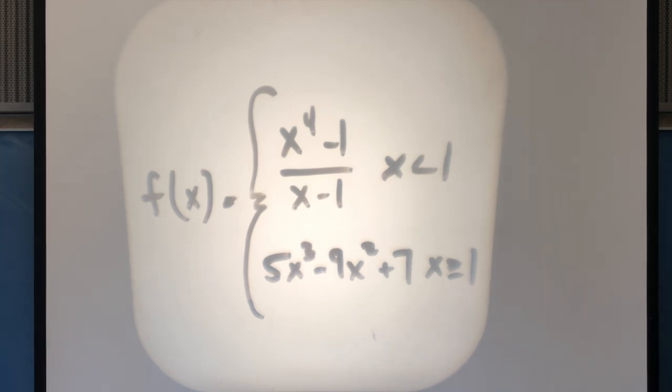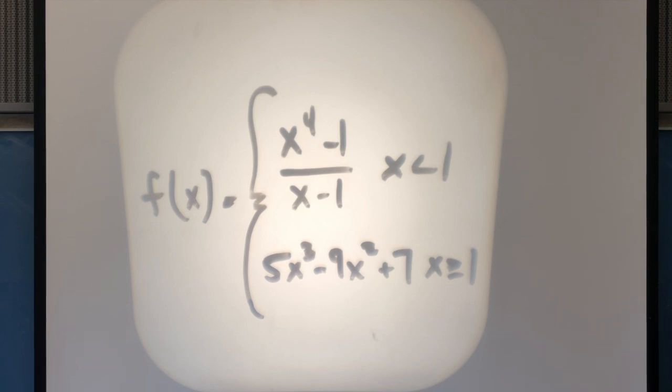Okay, so for number 4, the question states that suppose you have a function f given by f of x is equal to x to the 4th minus 1 over x minus 1, with x being less than 1, and 5x cubed minus 9x squared plus 7, with x being greater than or equal to 1. Is f continuous at x equals 1? If so, why? If not, why not?